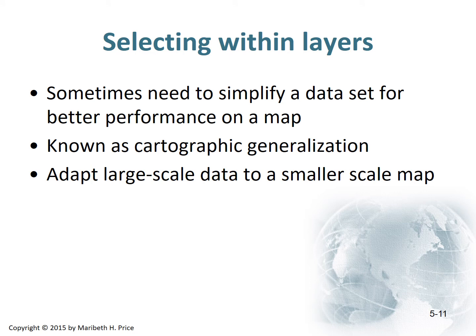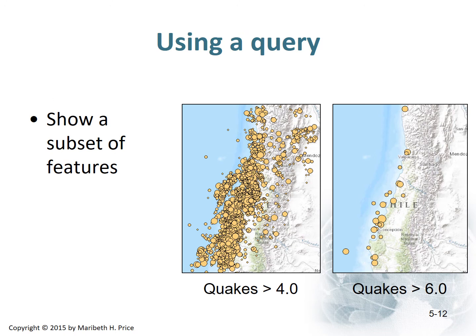Selecting things within layers. Sometimes you need to simplify data for a better performance of a map. We call this cartographic generalization. You can adapt large-scale data to smaller-scale stuff. For example, if you need only certain types of highways, you can select those and export them and not the others. You can modify your data in any number of ways to only show part of the data set, because maybe only part of the data set applies to the particulars of the map that you're making. You can do queries to figure out subsets.